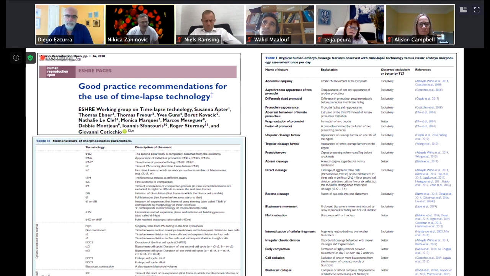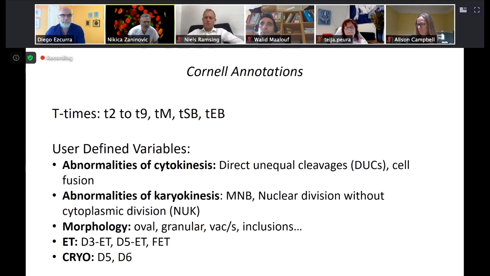And if you see on the left-hand side, you have all these T2, T2PN, all these languages we are talking about. That just means time to 2PN. T2 means time to 2-cell, and so on. So this is a little bit different language. Also, there is an introduction of different nomenclature, which says what is abnormal division, what is direct cleavage, what is reverse cleavage. All these things that we didn't know exist in human embryo development.